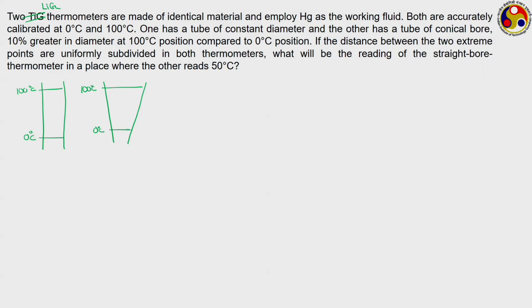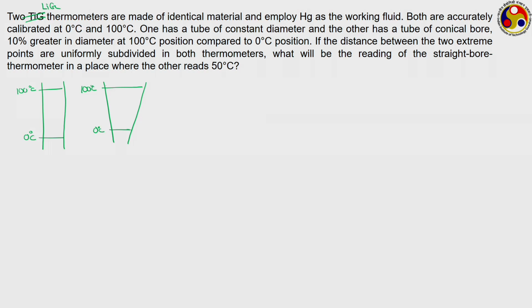Now, the distance between the two extreme points is uniformly subdivided in both thermometers, so in both cases all the 100 divisions between 0 and 100 are taken to be uniform, which definitely seems erroneous for the second case. For the first case, as the diameter is uniform, a uniform subdivision is justified. However, for the second case, as the diameter keeps on increasing as we move upward, the width of each subdivision corresponding to 1 degree Celsius can't be the same, but in this case it has been done.